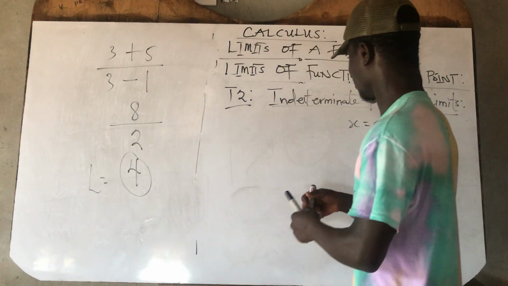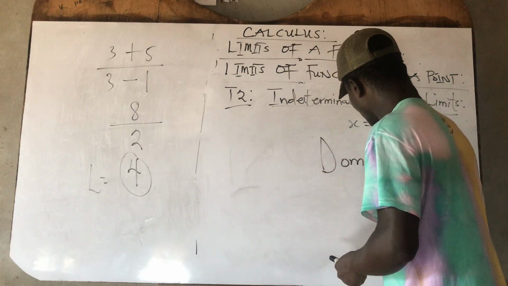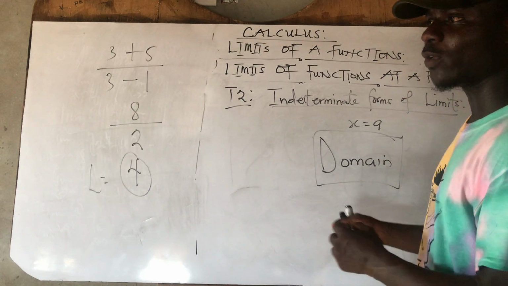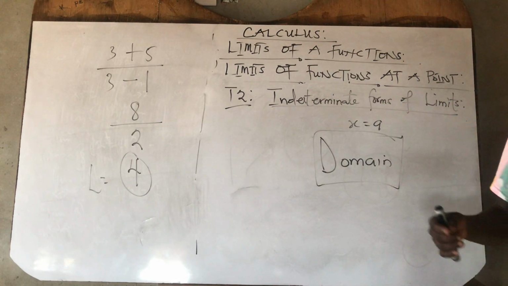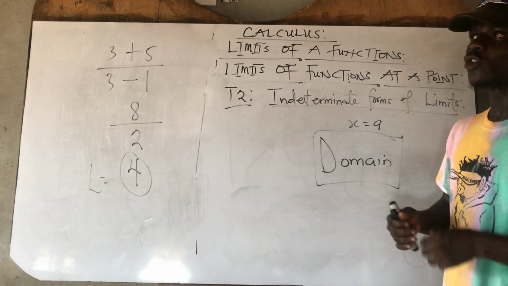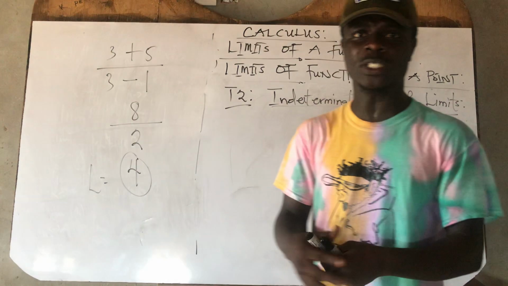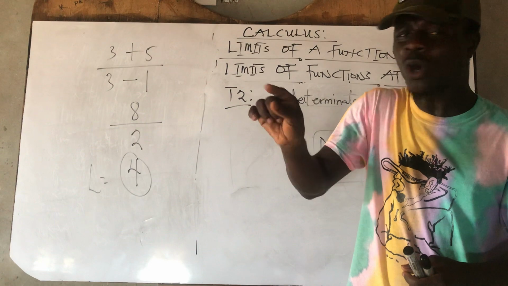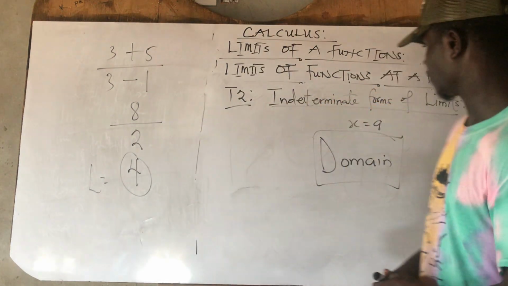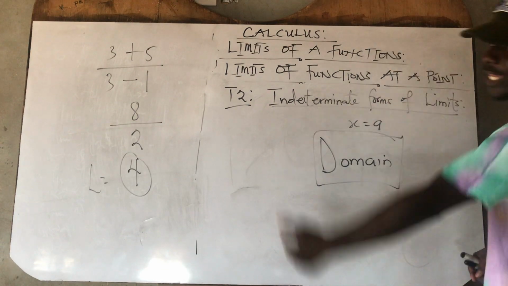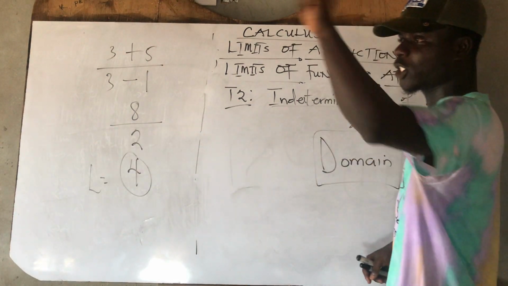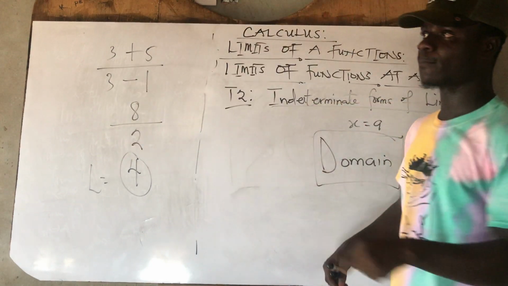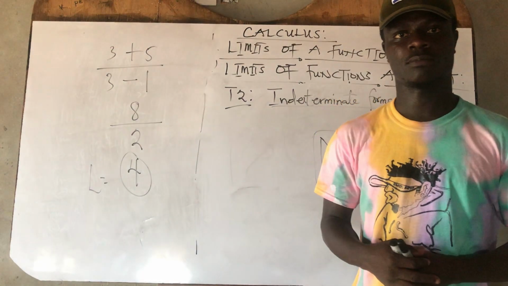I believe you know domain. When you talk of domain, you did rational functions, so you know domain. You did functions, relations, functions and mapping. You did that, so you know what domain is. So the domain of a function, there are values that when you plug into the function will be defined for that function. So the domain are what? The x values. When you substitute the x values into the function, it will be defined for those values.